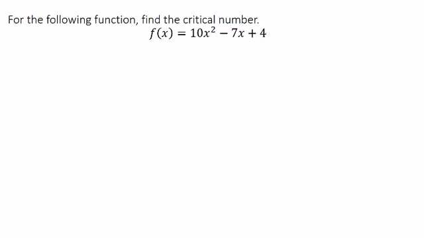Next question is to find the critical number for this following function. We've already found the critical number in two different examples, so this one shouldn't be that hard, but let's do it anyway.